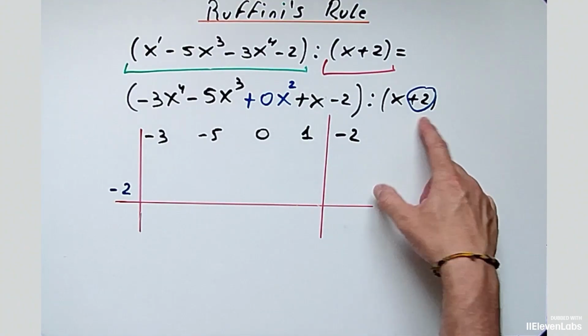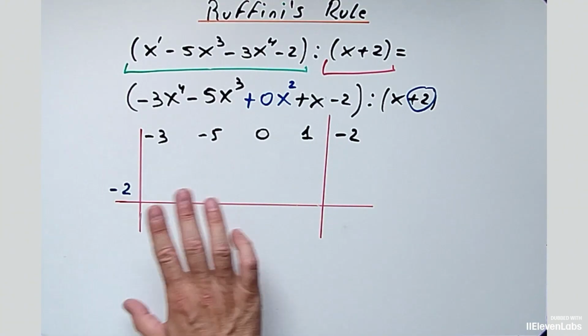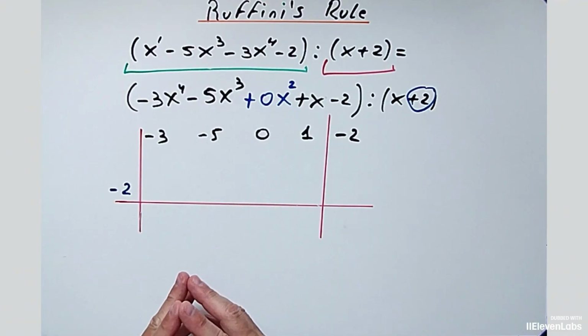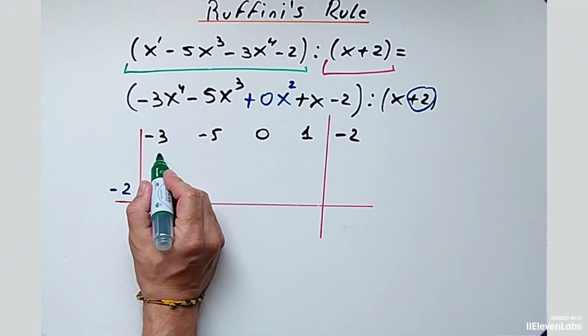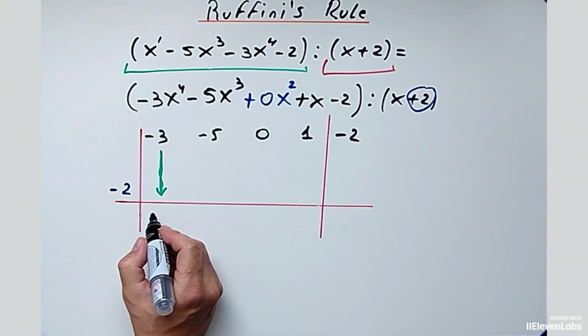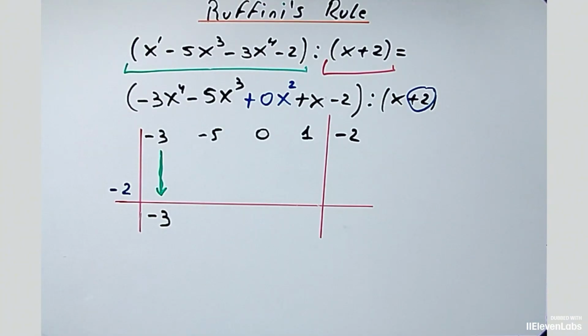If it had been minus 7, I'd put plus 7. Let's start working with the rule. What are we going to do now? I will bring down the first coefficient directly, all right? I bring it down as it is. In this case, it's minus 3.